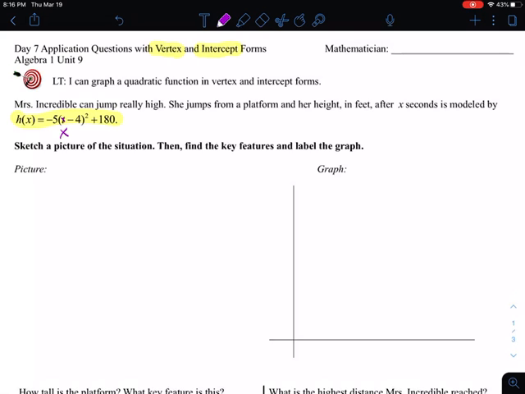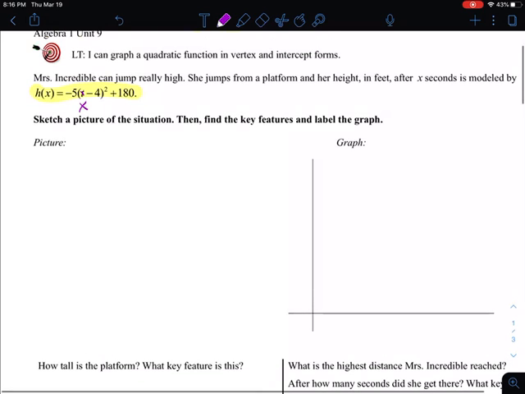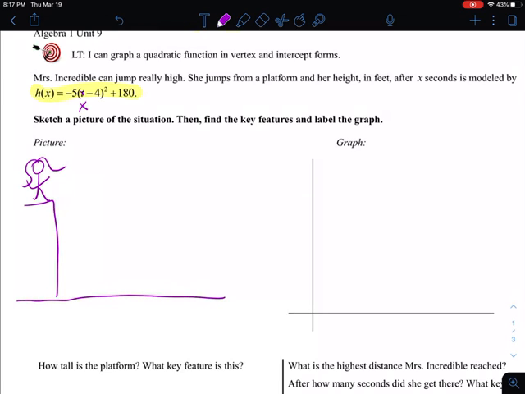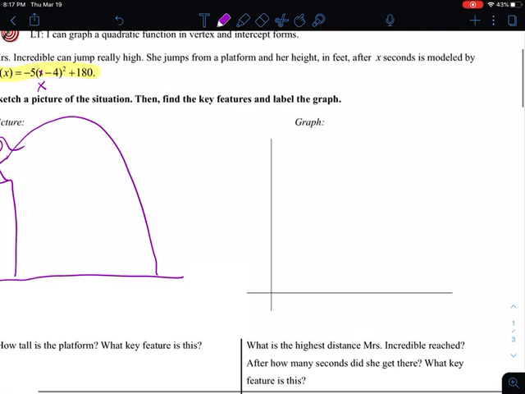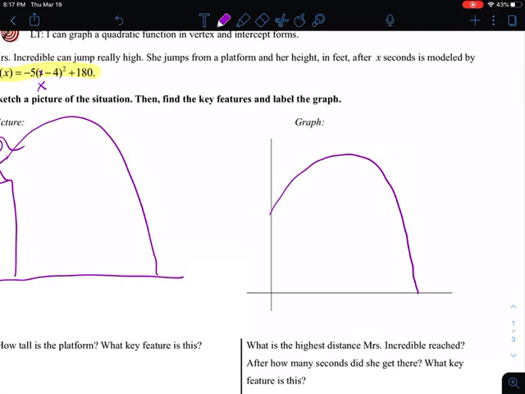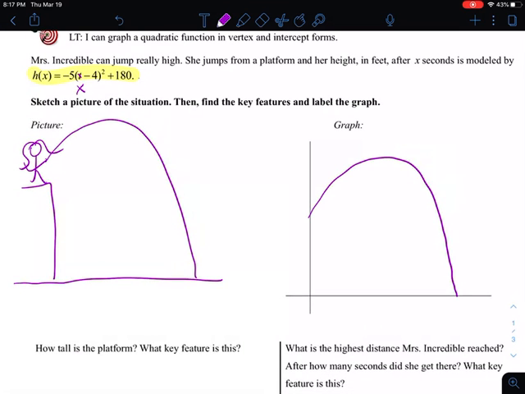Okay, so let's first draw a picture and then find the key features and label the graph. So we have a platform that she's jumping off of. And here she is, and then here is the ground. So she's going to jump and then land on the ground. There it is. Then let's go over here to our graph, which will look very similar. And then let's find the key features.